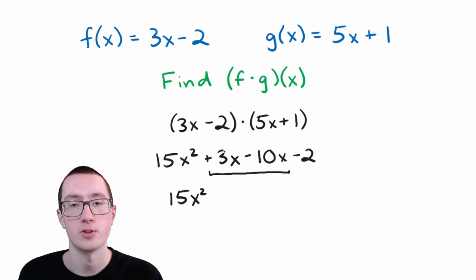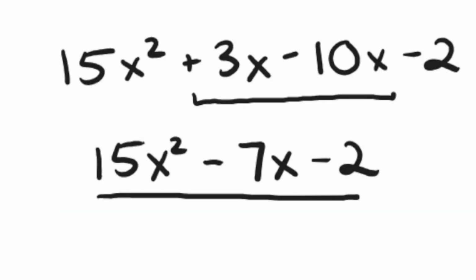If you want to think of this as dollars, we had 3, and then we lost 10, so we're down 7. So minus 7x, and then minus 2 stays. So here we go. This is our final function for f times g of x.